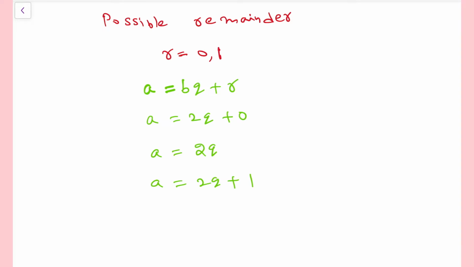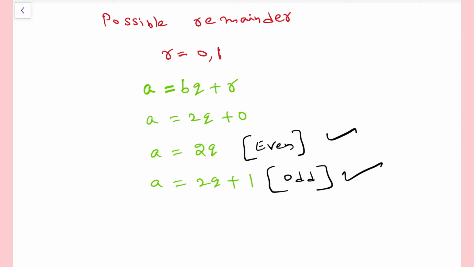Now if we observe these two clearly, here a equals 2q, no remainder at all. So this will become even form. Then a equals 2q plus 1, and 1 is an odd number. So this is odd form. So now we can conclude one thing: any positive odd integer is of the form 2q plus 1 and any positive even integer is of the form 2q.